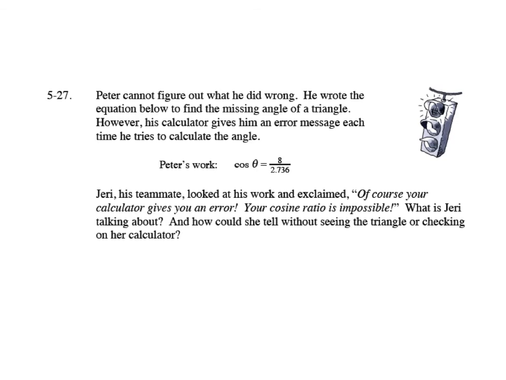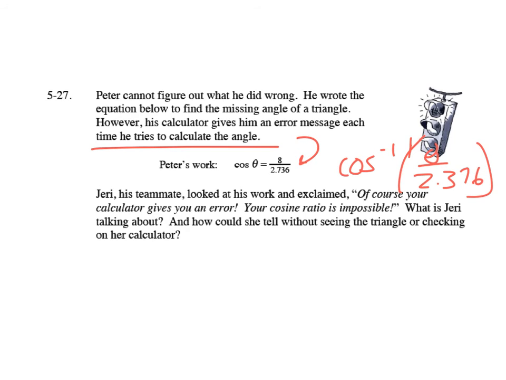This last problem is just kind of a more broad idea that some students encounter. It says Peter cannot figure out what he did wrong. He wrote the equation below to find the missing angle of a triangle. However, his calculator gives him an error message each time he tries to calculate the angle. And this might happen to you. So he typed in the inverse cosine of 8 divided by 2.736, and it said an error. Your cosine ratio is impossible, Jerry said.